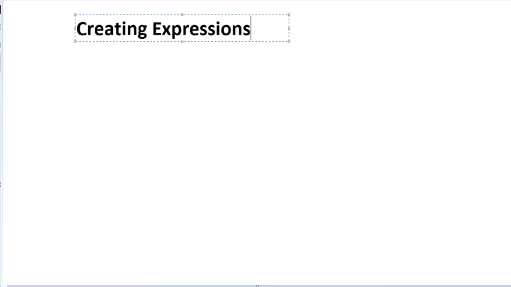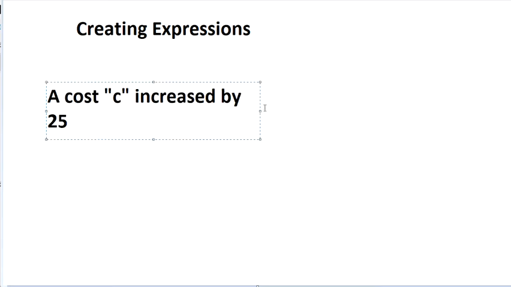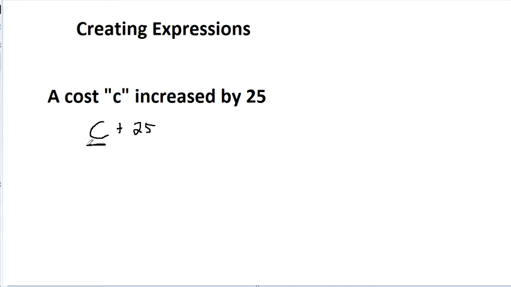Okay, so creating expressions, one of the most important things we'll do in this course. We start off with some basic ones here. Okay, let me put some on the screen for us. We need to create an expression for a cost C increased by 25. So C plus 25 is an acceptable answer for this expression. We just need to talk about some letter C being increased by 25. Another acceptable answer, although it's not the order stated in the question, you could say 25 plus C, because of the commutative property of addition, we said it doesn't matter the order that you add in. Okay, so that'd be totally fine.